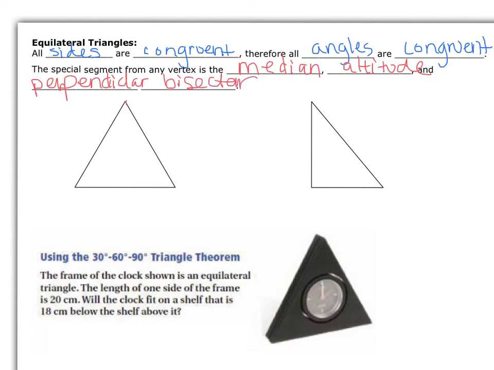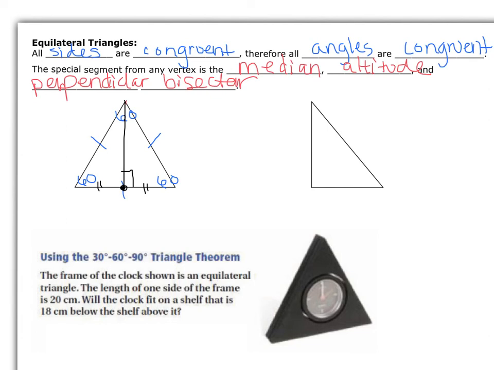So I'm telling you this because we have an equilateral triangle. If it's equilateral, it's also equiangular, so 60, 60, 60. We have a special segment that drops down. Bam, that's the median. That's also the altitude and the perpendicular bisector, so it's cutting this side in half.